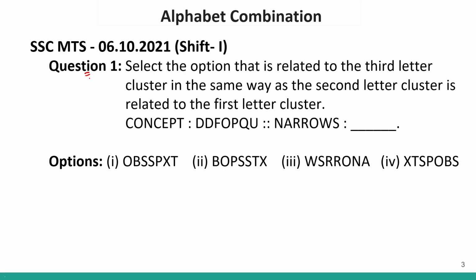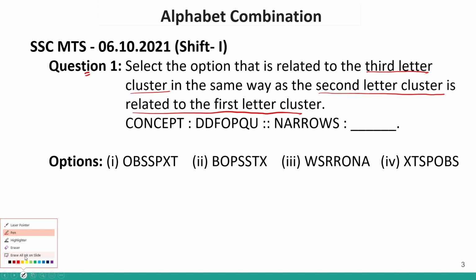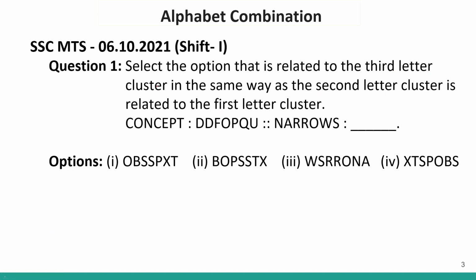Question number 1 says, select the option that is related to the third letter cluster in the same way as the second letter cluster is related to the first letter cluster. So basically this is a question on analogy. What were the steps to solve any question on analogy? Step 1 was to find the logic used in pair 1. This is your pair 1. First step was to find the logic in pair 1.